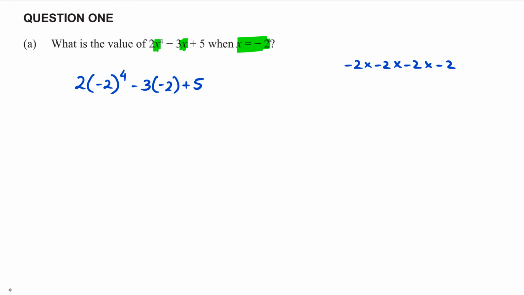What you have is a positive number, and 2 times 2 times 2 times 2 is 16. So we're going to rewrite this as 2 times 16. We've got -3 times -2, which will be plus 6, and we also have plus 5. Now 2 times 16 is 32. So then we have 32 plus 6 plus 5, which gives us an answer of 43.